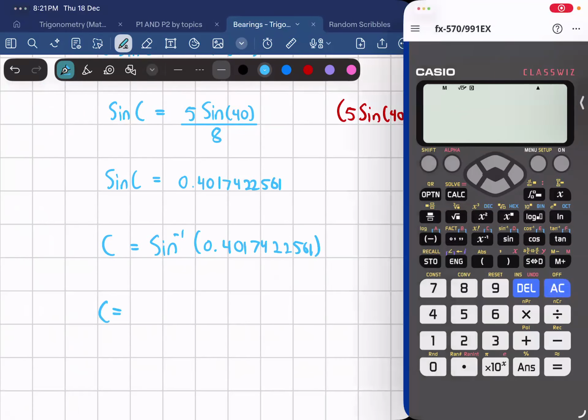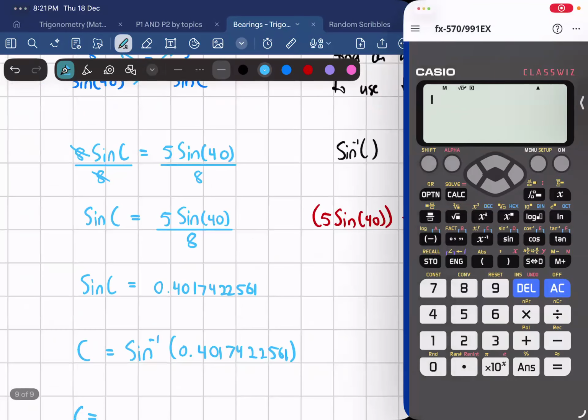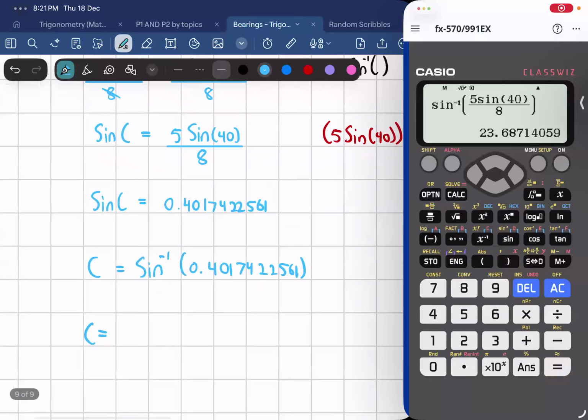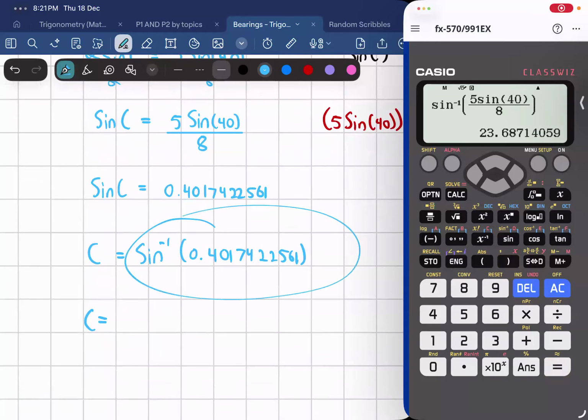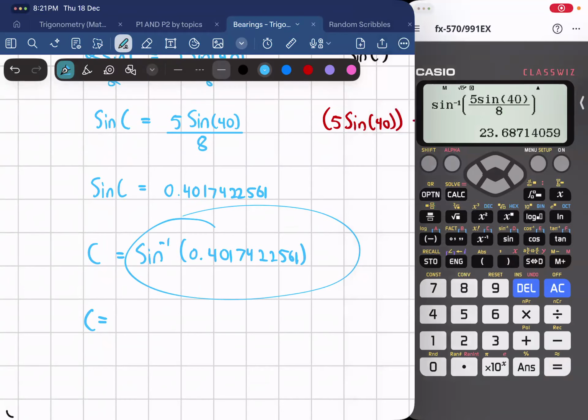If you have a Casio, it's real simple. You can find it in one shot: sine inverse of 5 sine 40 all over 8. You'll get your answer immediately. When you find the sine inverse of this, you're supposed to get 23.669 when you round it. Just confirm that you're getting that. People with a Sharp, all they know how to get is sine inverse.